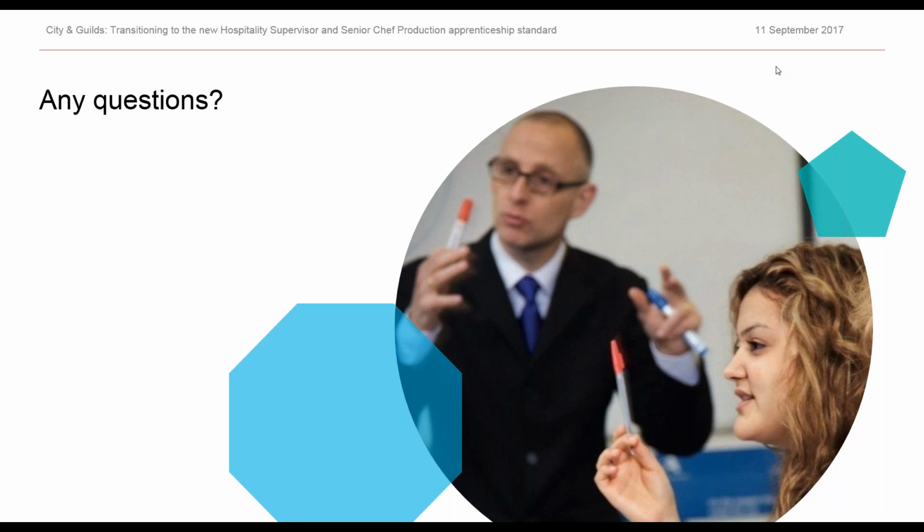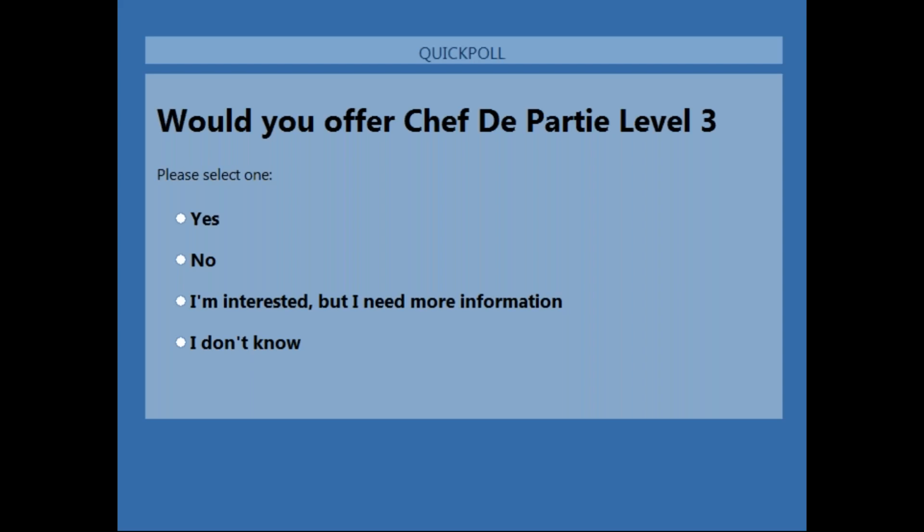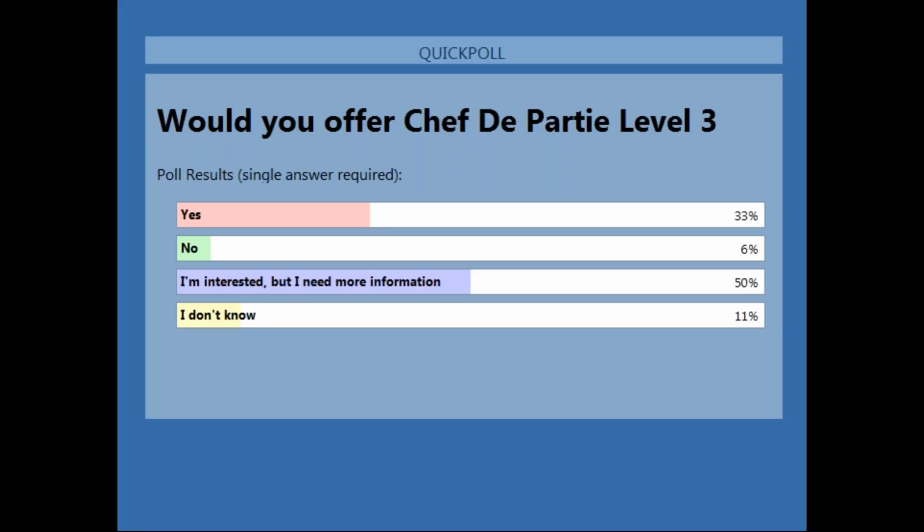While we wait for a few of you to write questions, we've got one final poll for you. So I'm going to flash that on the screen now. This is, would you offer Chef de Partie level 3? I'm going to launch that right now. And the answers are yes, no, I'm interested but I need more information, or I don't know. Okay, I'm going to share the results with you. 50% of you said I'm interested but need more information, and 33% of you said yes, so that's very positive.